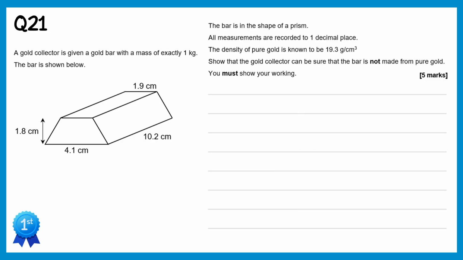In this question, we've been asked to show the gold collector can be sure that the bar is not made of pure gold. Now, if you look in the question, you can see we're told the density of pure gold is 19.3. So we need to show that the density of this bar cannot be that. In fact, it must be lower than that. So to do this, we're going to use the formula density equals mass divided by volume. Now we're given the mass in the question, that's 1 kilogram, and we're told it's exactly 1 kilogram, so it's not going to change. But we're not given the volume, so we need to work out the volume.